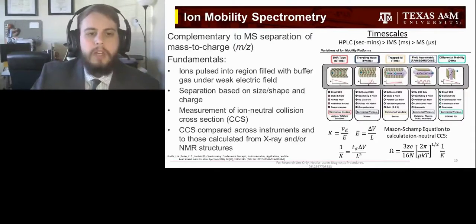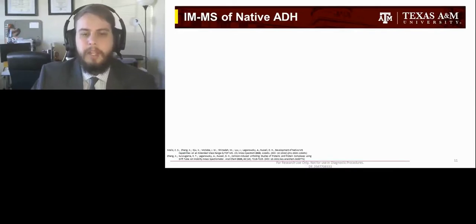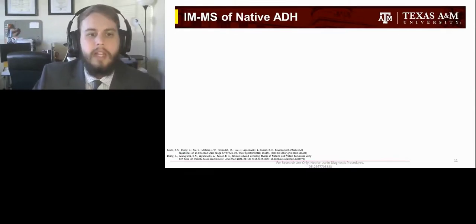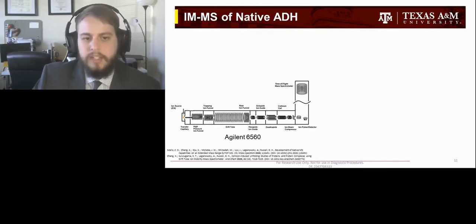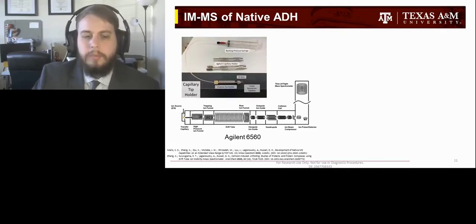So some of the work that we've done recently is looking at ion mobility and mass spec of native alcohol dehydrogenase on the Agilent 6560. On the left-hand side, we have our ion source, in this case using, again, our static spray custom tip holder, where the ions are then introduced into a high-pressure ion funnel, followed by a trapping funnel, which will trap and release ions into the drift tube for ion mobility separation. They will then be refocused from that separation through the rear ion funnel, and eventually guided into the time-of-flight mass analyzer.